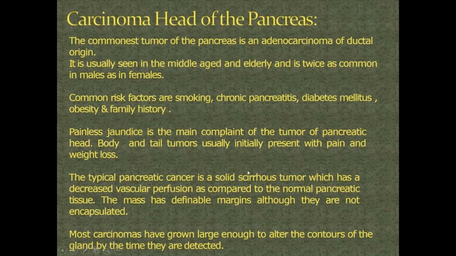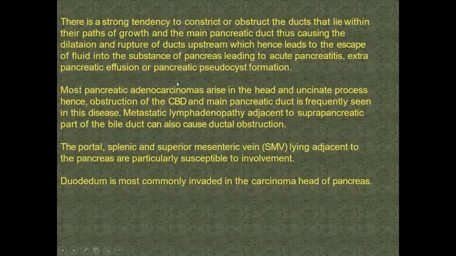Typically it is a solid tumor with decreased vascular perfusion as compared to the normal pancreatic tissue, and this reflects in the imaging features. Most of the carcinomas, by the time they are detected, are large enough to alter the contours of the gland. So they have a strong tendency to constrict or obstruct the ducts that lie within their paths. Often the main pancreatic duct and the common bile duct are dilated, leading to the classical double duct sign.